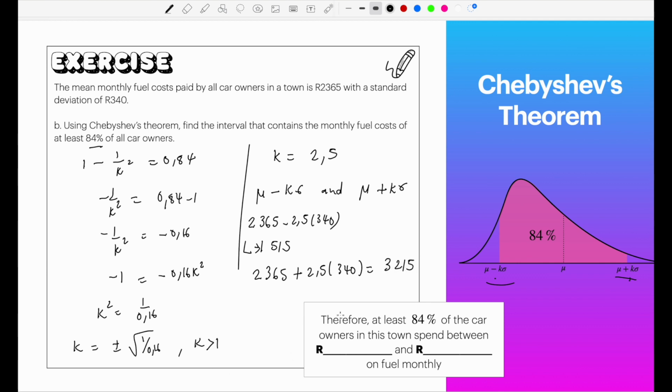Alright, so therefore, in conclusion, at least 84% of the car owners in this town spent between 1,515 rands and 3,215 rands on fuel on a monthly basis.